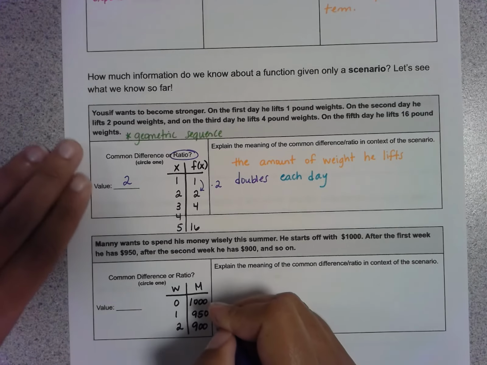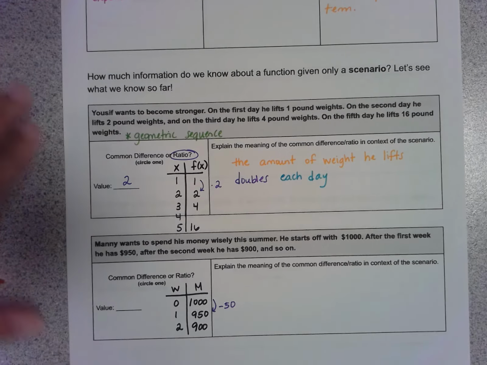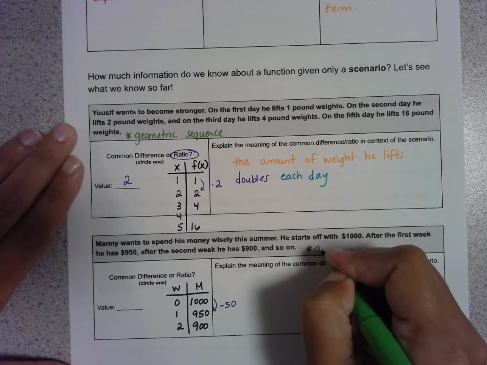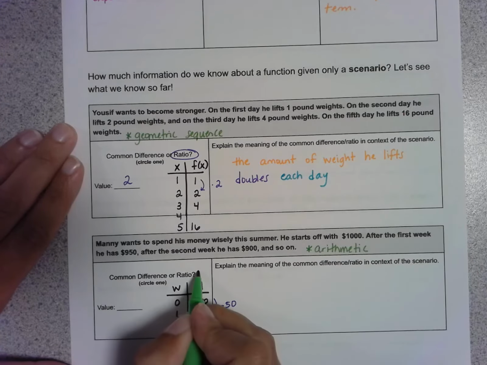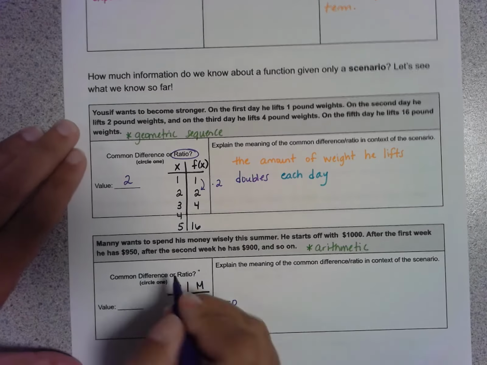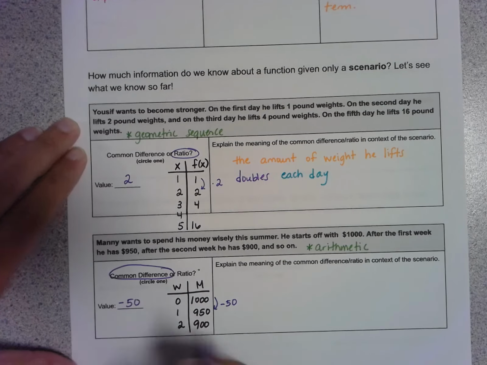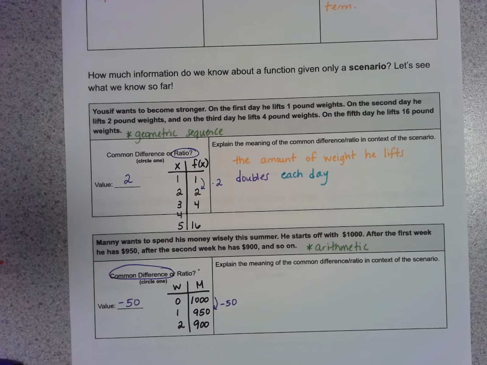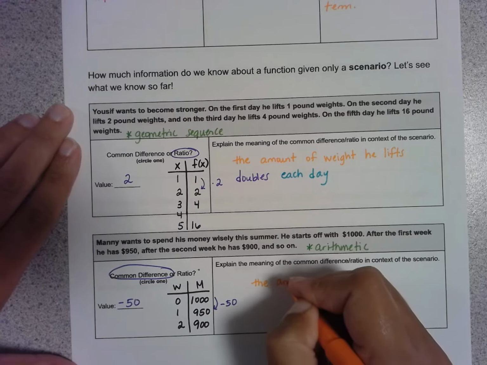Now, based on this pattern, we are subtracting 50 each time, which tells me that this is an arithmetic sequence. So there's a common difference, and the value is minus 50. Now, to explain the meaning, let's start with what are we measuring? We're measuring the amount of money he has left.